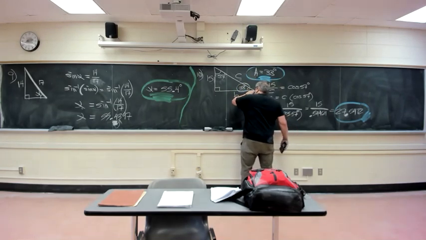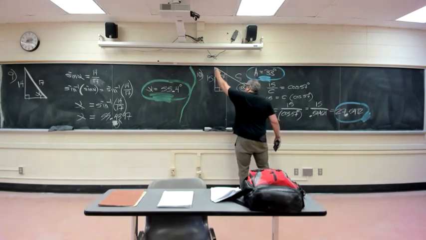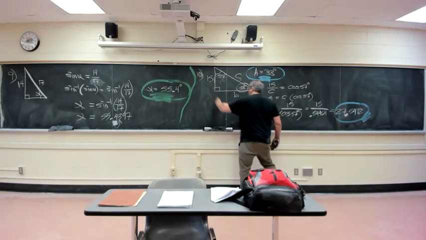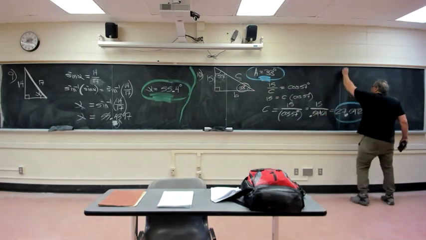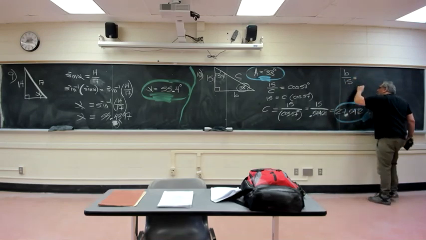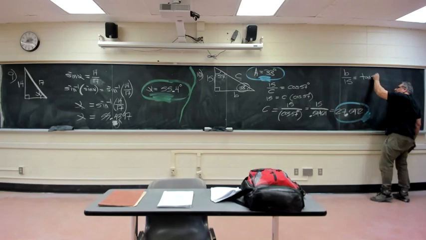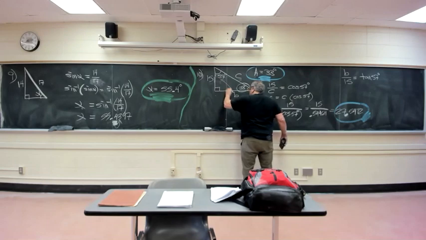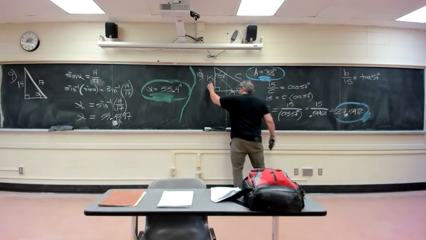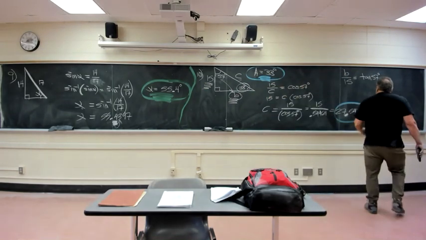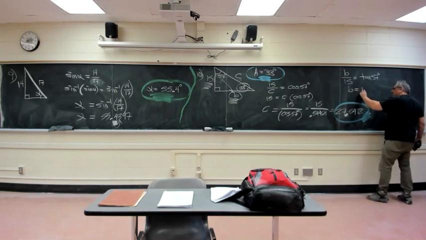Tell you what, let's take this guy, the B, and let's take this guy, the 15. This is a rise, so to speak, depending upon your perspective. Opposite over adjacent. Opposite is B over adjacent is the tangent of 57 degrees. Opposite this guy is B. Adjacent is this. Okay? So opposite over adjacent is the tangent. Multiply by 15 on each side.